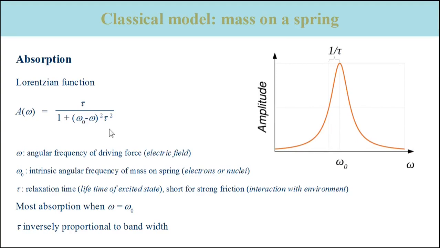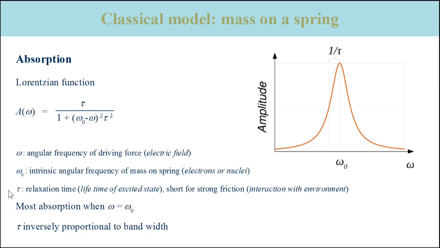In this equation, omega is the angular frequency of the driving force. In spectroscopy, the driving force is often the electric field. Omega 0 is the intrinsic angular frequency of the mass on the spring in the absence of driving force. Tau is the relaxation time.